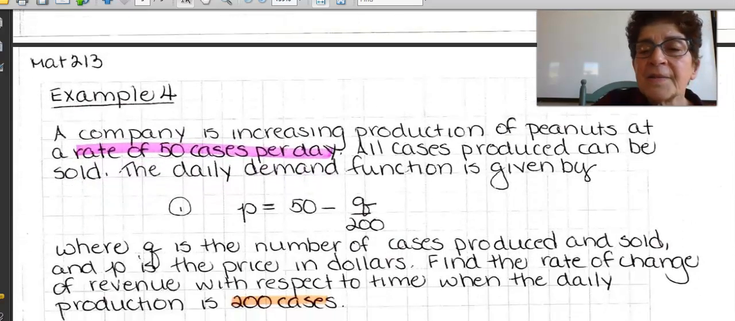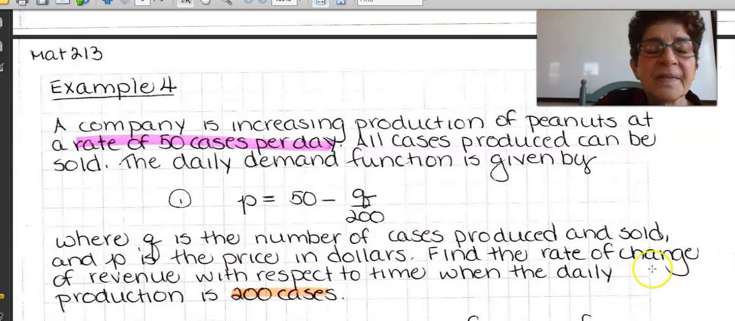Here's our last example, and this is a business example. A company is increasing production of peanuts at a rate of 50 cases per day. Now they said increasing, so we know that this rate, and again the word per gives it away, and so does the word rate here, is a positive number, and it's measured in cases per day.